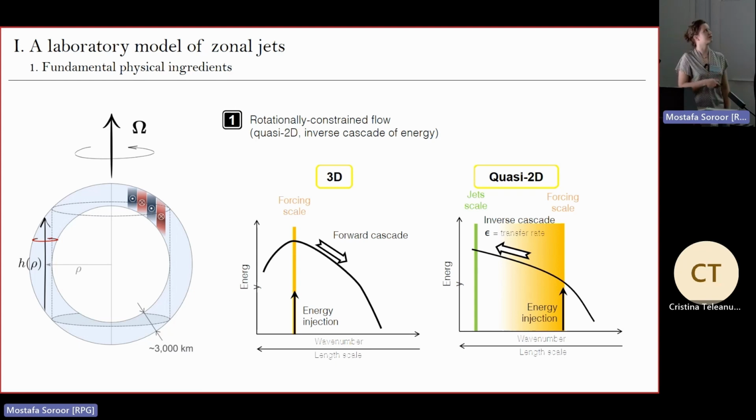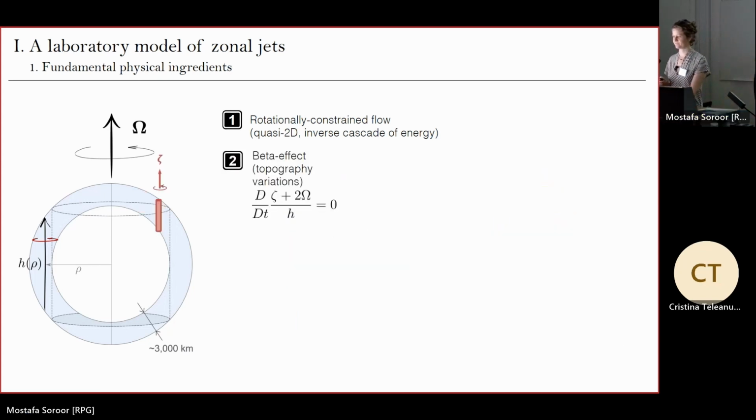And this is a common mechanism which is invoked to say, this is why we have large-scale vortices and large-scale structures on gas giants and also other rotationally constrained flows. So that's the first ingredient: we need the rotation. Second ingredient, we need what we call the beta effect.